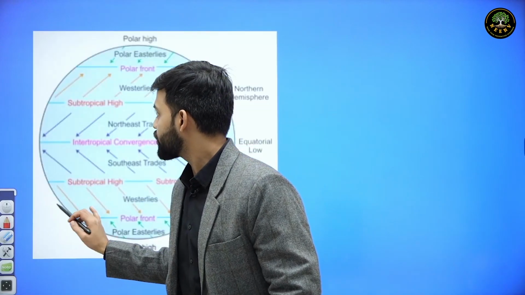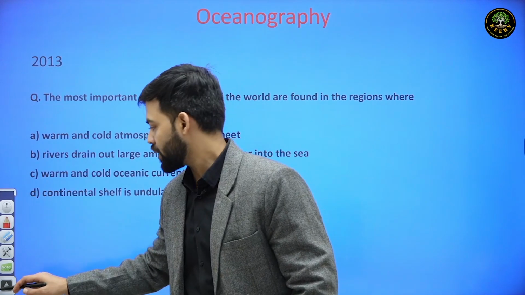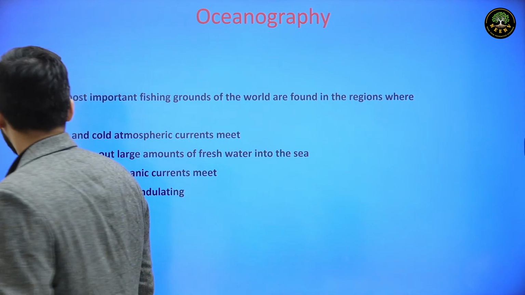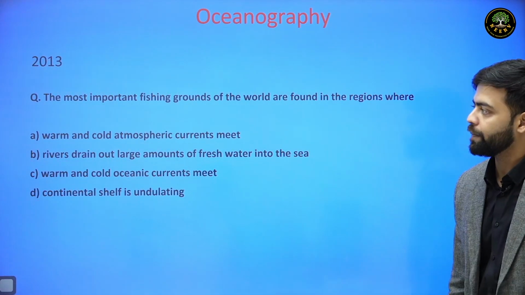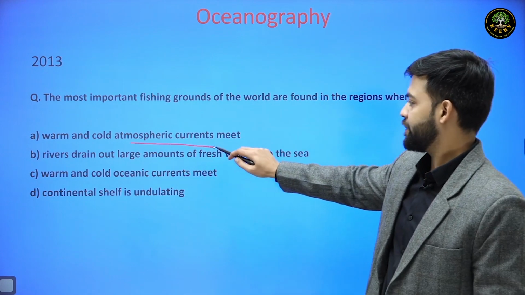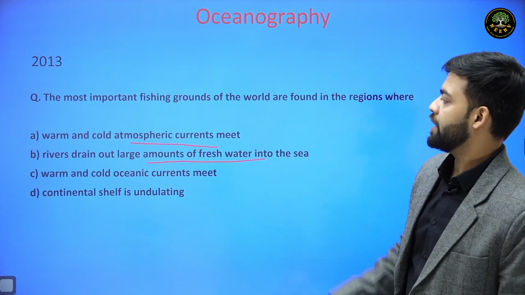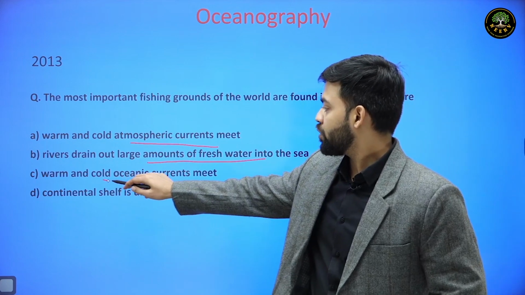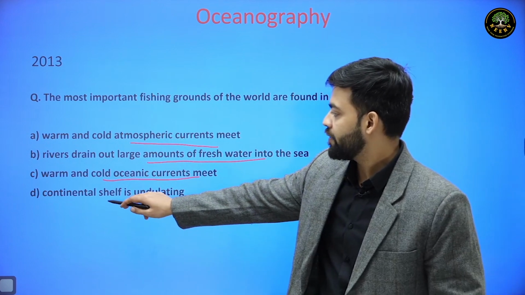Also, there was one question related to the fishing ground of the world, which is related to ocean currents itself. The most important fishing grounds of the world are found in the regions where: A. Warm and cold atmospheric currents meet, rivers drain out large amounts of fresh water into the sea, warm and cold oceanic current meets, and continental shelf is undulating.